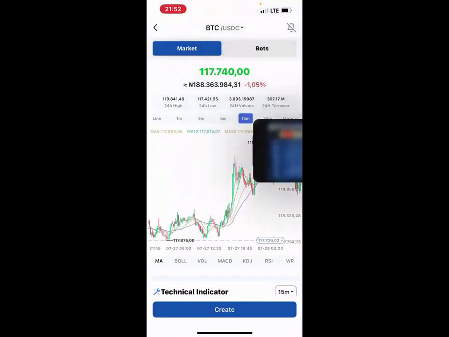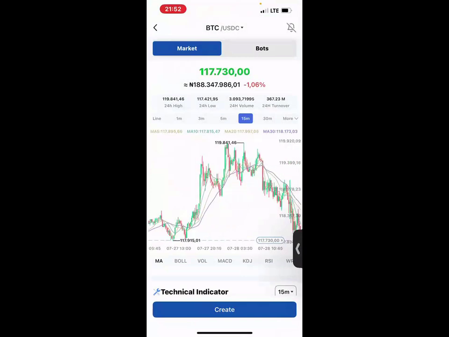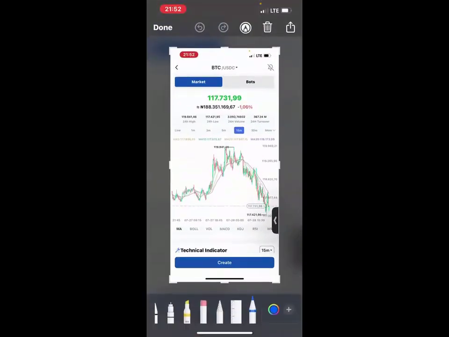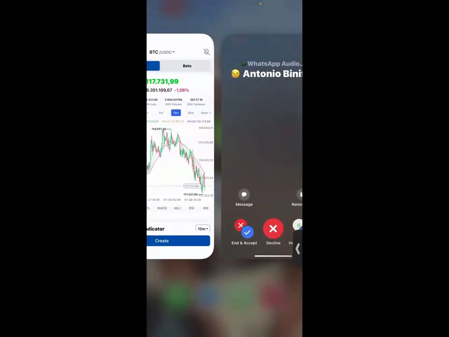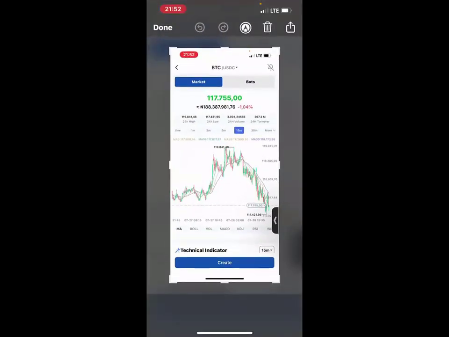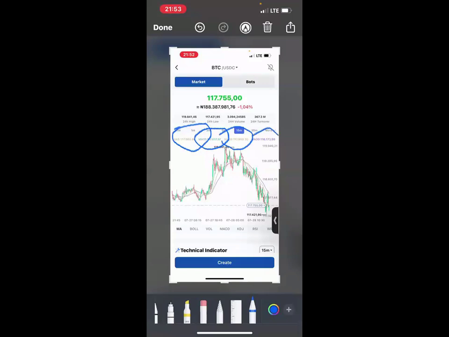When you are using multiple moving averages, what you will notice here, up here in yellow, is that it says MA5 and MA10, and we also have MA20 and MA30. I will explain to you what these mean in a minute.